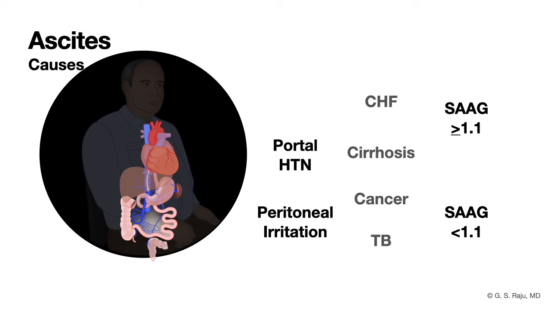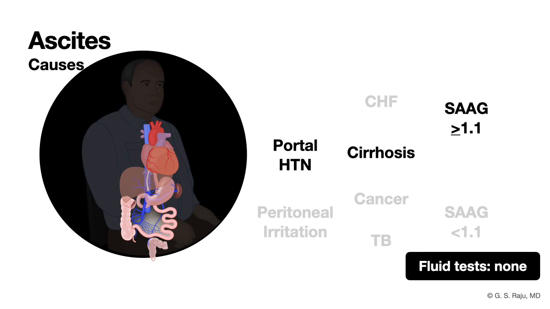On the other hand, if you see somebody and you think it is cirrhosis of the liver and their serum ascites albumin gradient is more than 1.1 and they don't have any evidence of heart failure signs, then you don't need to do any more tests on the fluid. When I say any more tests, sending it for TB, sending it for cytology, etc.